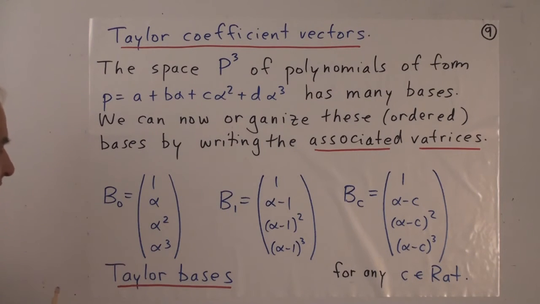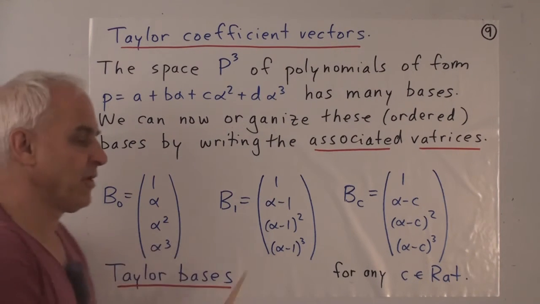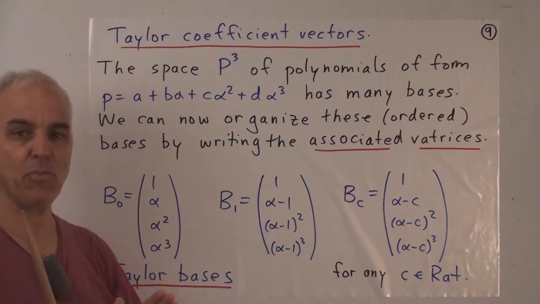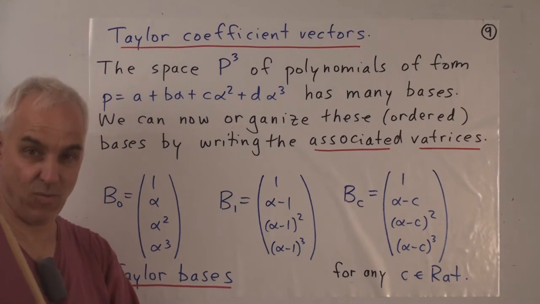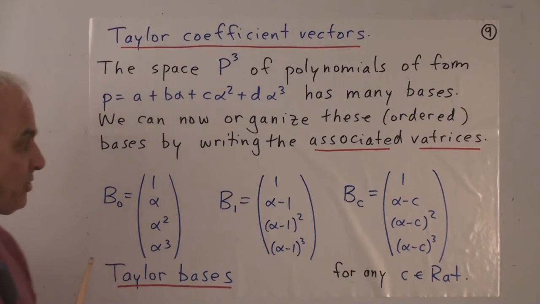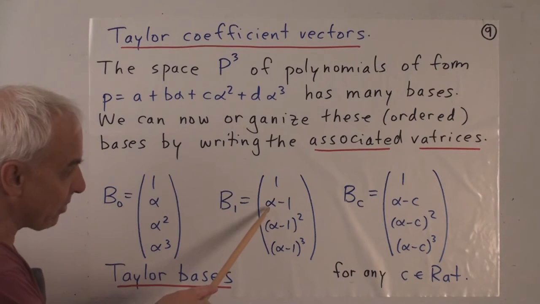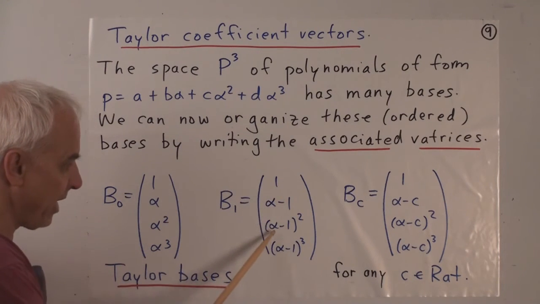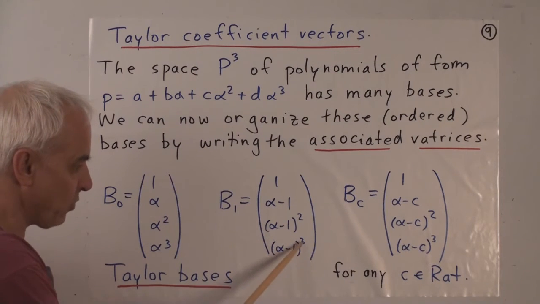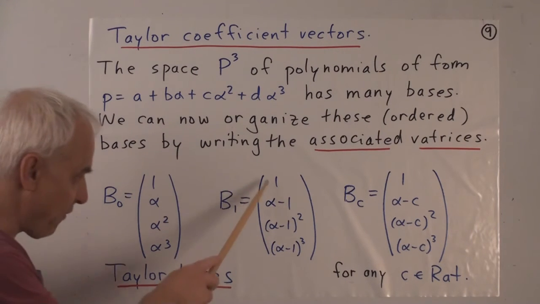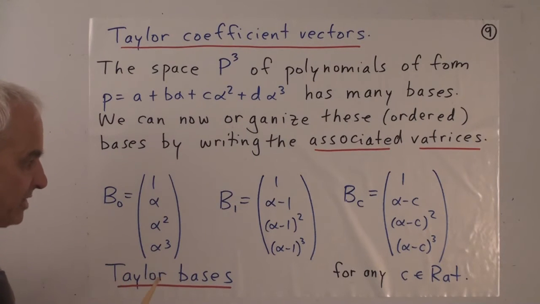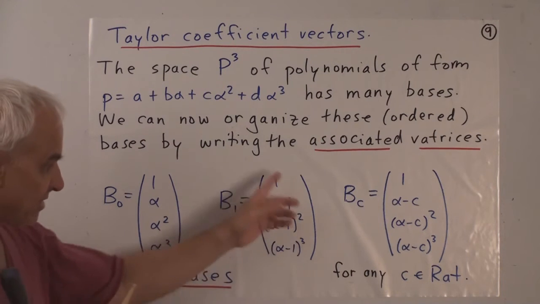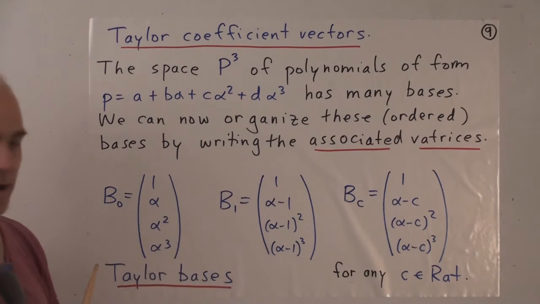Now that's only one possible basis. We could also shift to looking at a polynomial from the point of view of the point 1. When we do that, we can consider a new basis, the basis of powers of alpha minus 1: 1, alpha minus 1, alpha minus 1 squared, alpha minus 1 cubed. These are four different polynomials. They also form a basis of P3. We're going to call this matrix B sub 1.